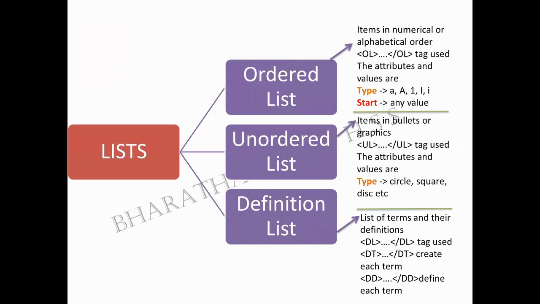We have learned about what a list is. List means a set of items placed one below the other. You have three types of list, that is ordered list, unordered list and definition list. All these are paired tags. All the lists are created as paired tags, so you have the suitable attributes and the associated values added along with it.